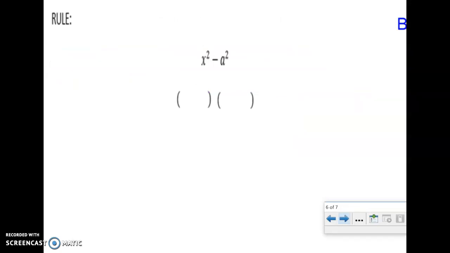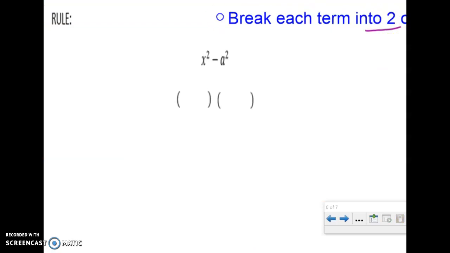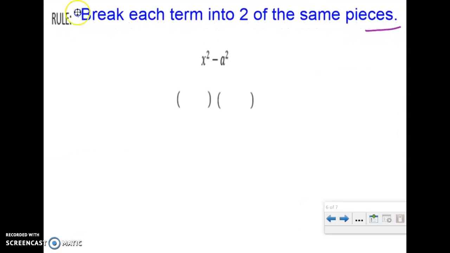So let's take a look at this in terms of a rule. The rule for what we've been doing is simply to break each term into two of the same pieces. And another x for the other binomial. Now if it's a squared and there's two of them, one a there, one a there. So they look almost the same. They have the same pieces, but one is positive and one is negative.